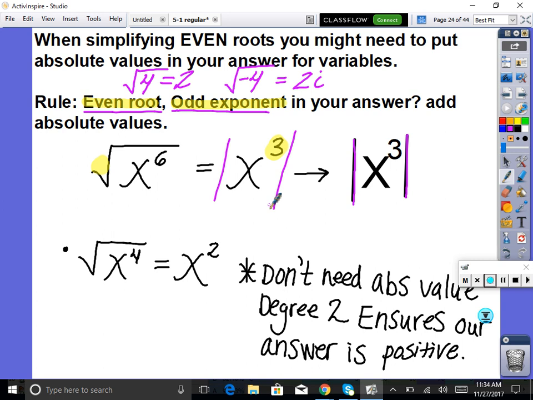Now here's why. Look, if you put in negative 2 to the 6th power, everybody, type it into your calculator for me. Negative 2 to the 6th power.